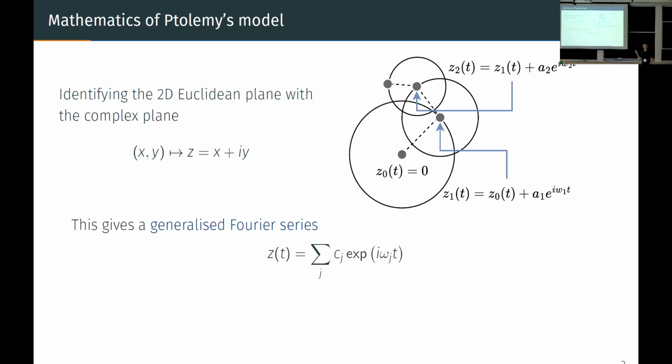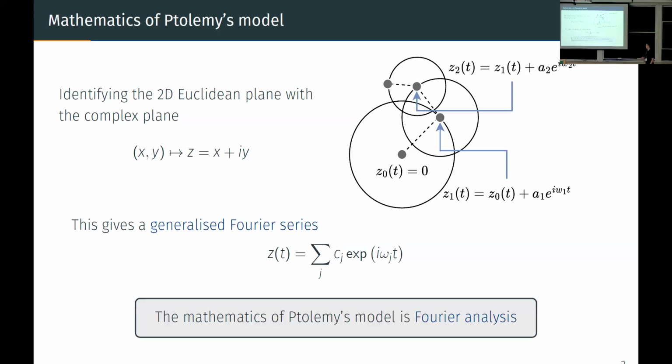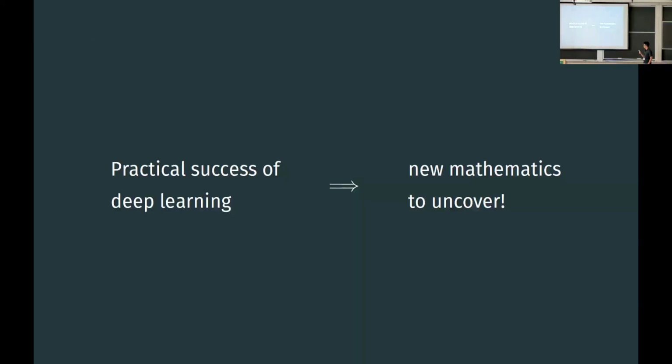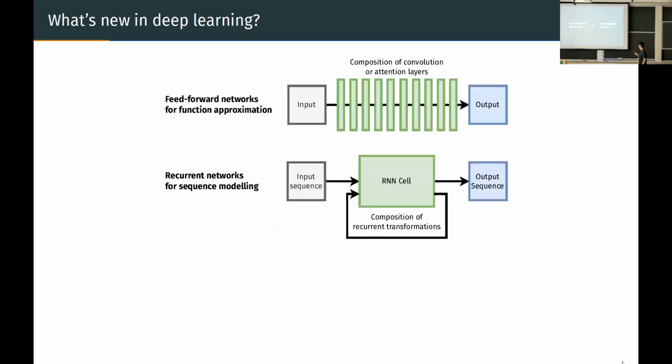Well, you get a Fourier series, a generalized Fourier series of a curve, and we know that sufficiently smooth curves admit this kind of approximation. So in other words, the mathematics behind Ptolemy's alchemy is Fourier analysis, which is something that we really understand very well. So I think this gives us some hope that the reason deep learning succeeds is not arbitrary. There must be some mathematics behind this that we want to understand.